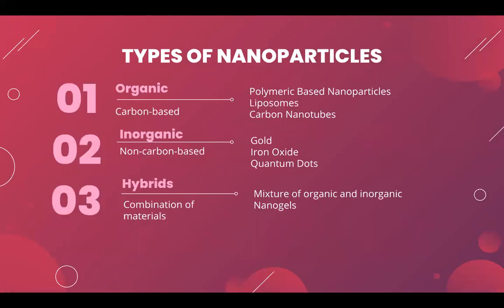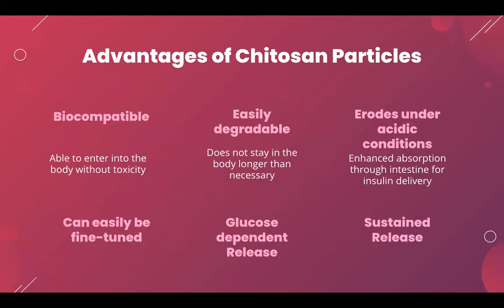There are three different types of nanoparticles: organic, which are carbon based and include polymeric based nanoparticles, liposomes, and carbon nanotubes. Inorganic, which are non carbon based, include gold, silver, iron oxide, and quantum dots. And finally, hybrids, which are a combination of these materials and include a mixture of organic and inorganic materials and nanogels. I've decided to go with an organic nanoparticle as they're typically more biocompatible due to their material.